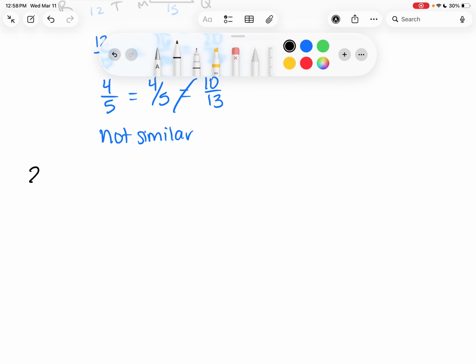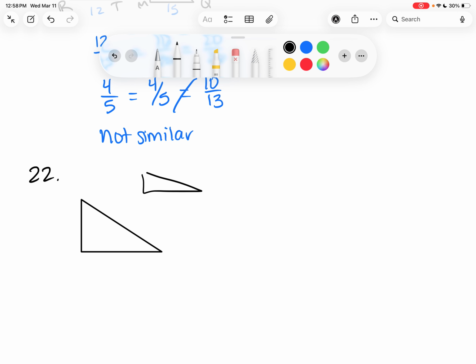22. I'm writing this degree measure outside because I could not fit it in there.